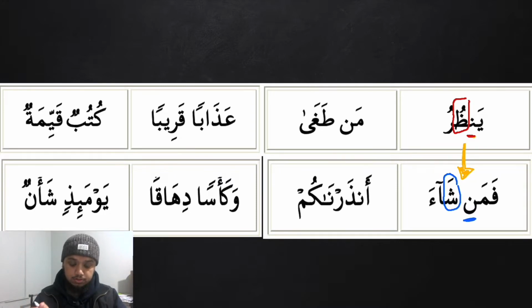Can you notice the difference between the ghunna sound in يَنظُرُ and فَمَنْ شَاءَ? The يَنظُرُ is full and فَمَنْ شَاءَ is light because dha is a full mouth letter. So do remember, when we do ikhfa, if the letter after the noon sakina or tanween is a full mouth letter, then the ghunna will be full mouth. If it is a light letter, then it will be light mouth.